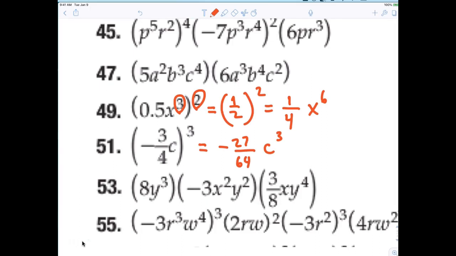Honestly, and again, I'm not for writing just the answer, but this one is a visual. You can just tell me what the answer is. Look straight up, not on your paper, and tell me what the answer is. Is it 30 a to the 5th, b to the 7th, and c to the 6th?